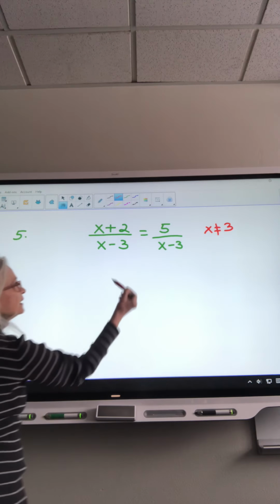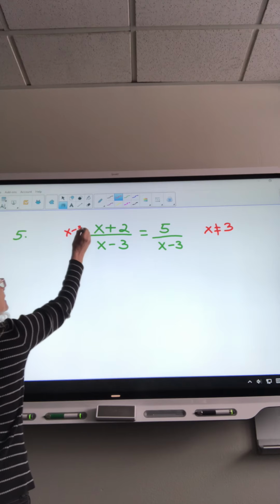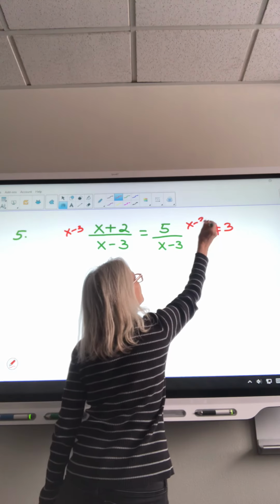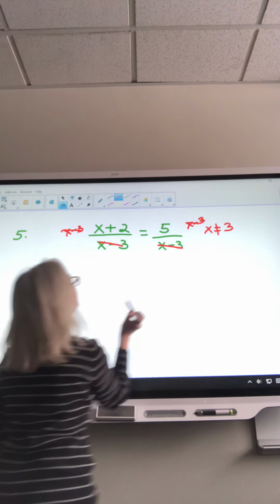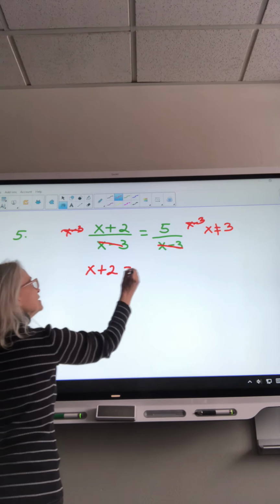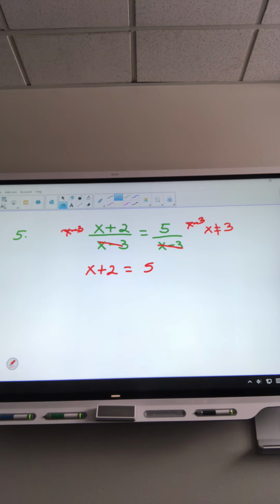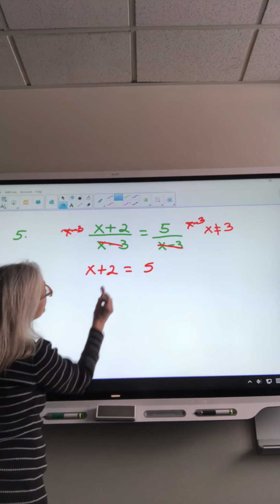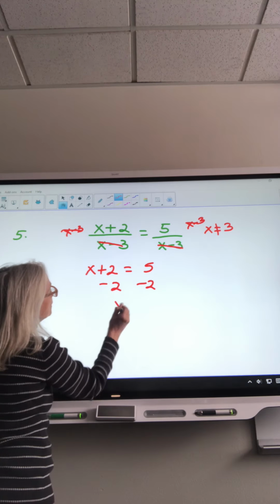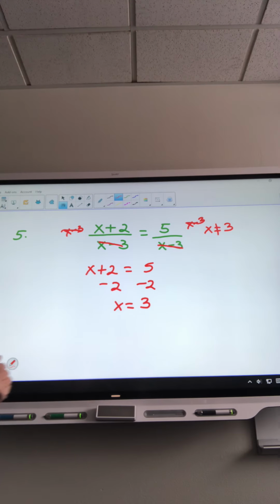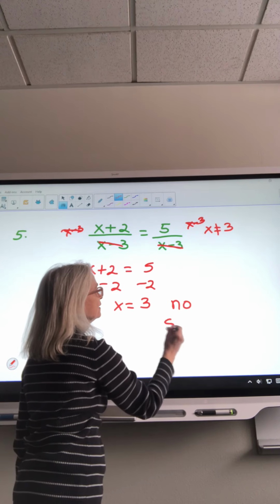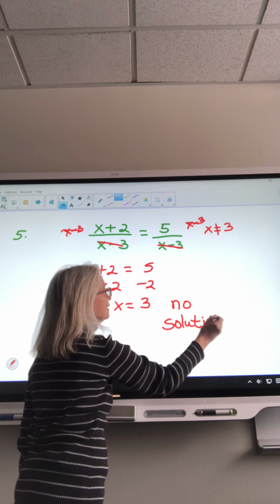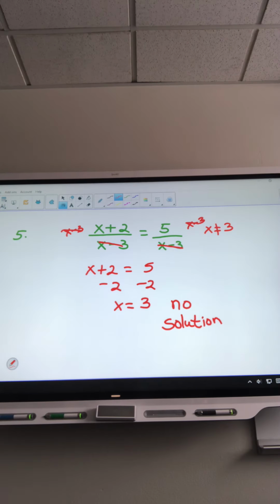We have a common denominator, and so I am going to multiply by that common denominator just so that we can get rid of the denominators. And so I do that, and now they're both gone. So we've got x plus 2 is equal to 5. And then I would go ahead and take away the 2. So x is equal to a positive 3. x can't equal a positive 3, so for this, we have no solution. So no solution for number 5. Okay.